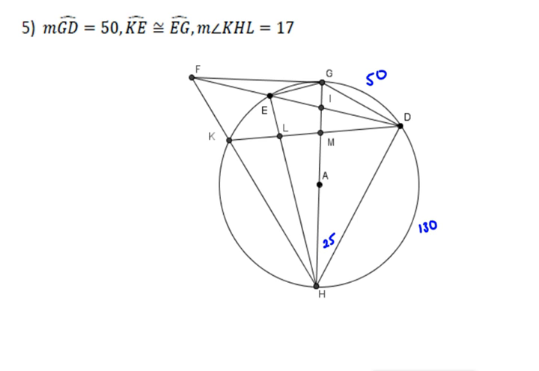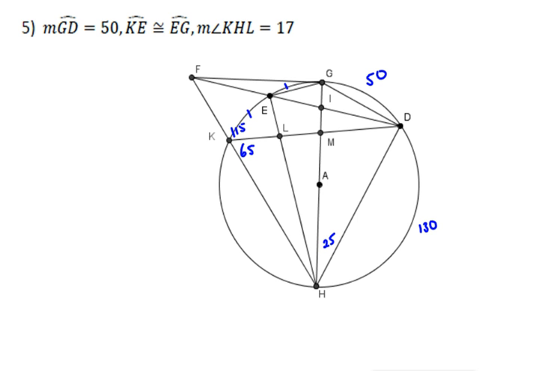Also, because that arc is 130, then I can do the inscribed angle to that arc, which would be this one, is 65. And if that's 65, then this angle here is 115. And it looks like for now that tells me most of what I'm going to know from it. I also know that KE and EG are congruent to each other, so those have the same arc.